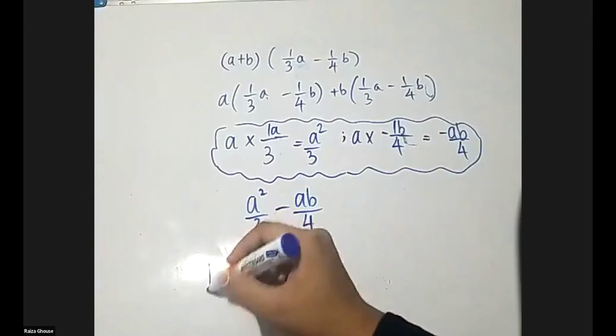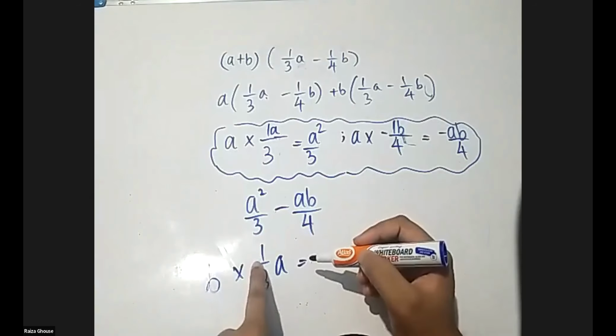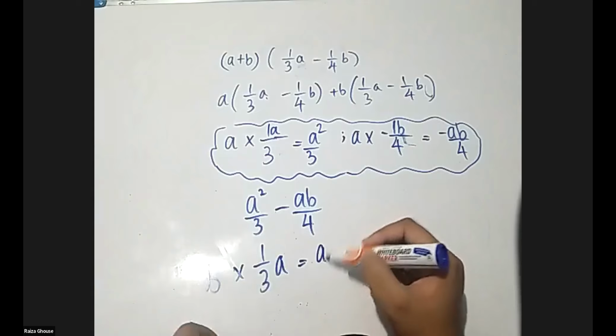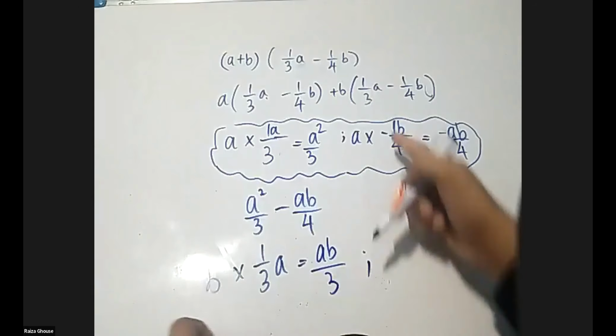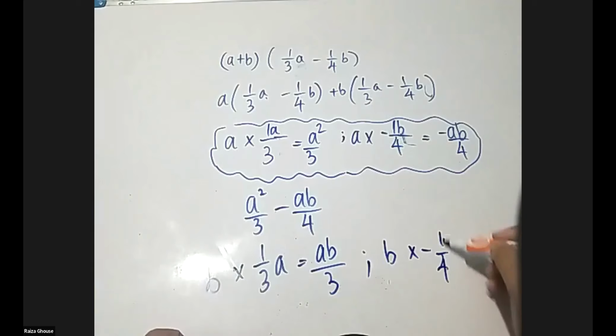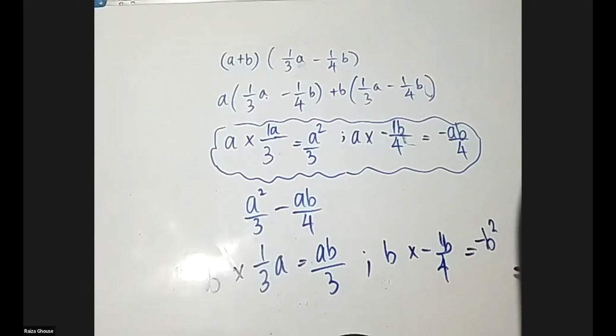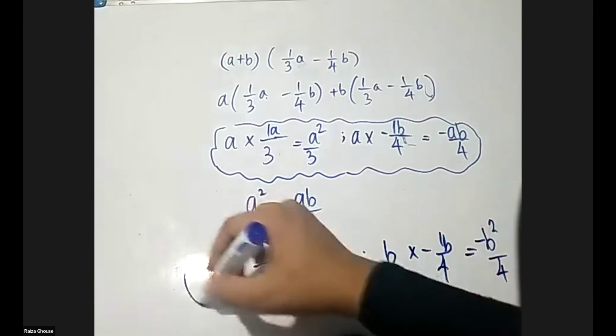For the cloud now. B into 1 over 3a. That means, I told you, A belongs to the top. So B into A is AB over 3. Other part, B into minus 1 over 4b. B belongs to the top part. So B into B is B squared. But make sure plus into minus is minus over 4. This should be the answer.